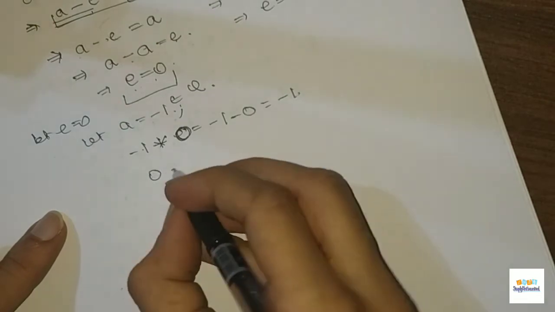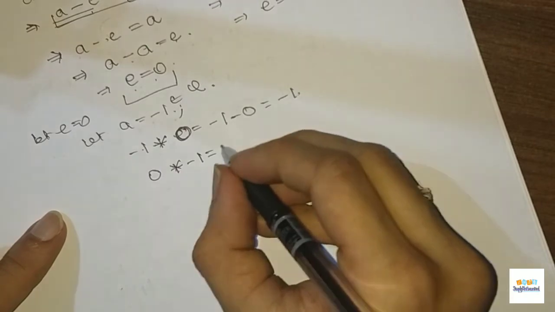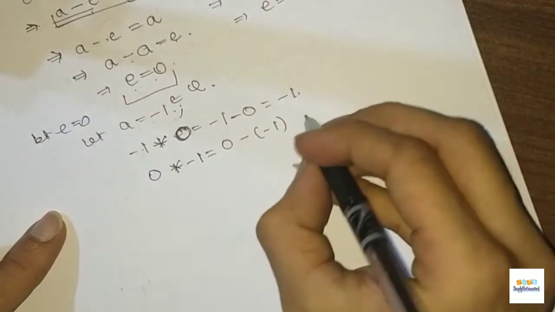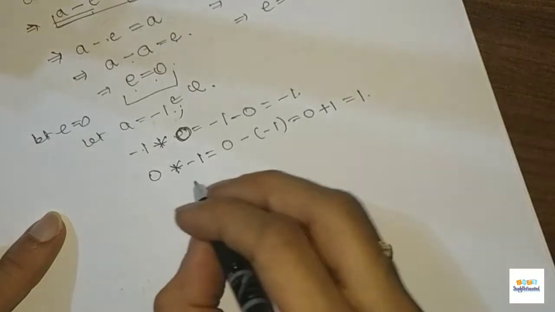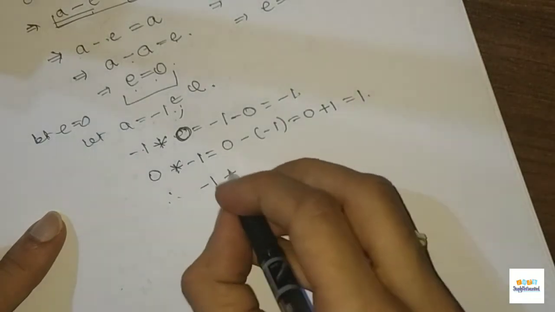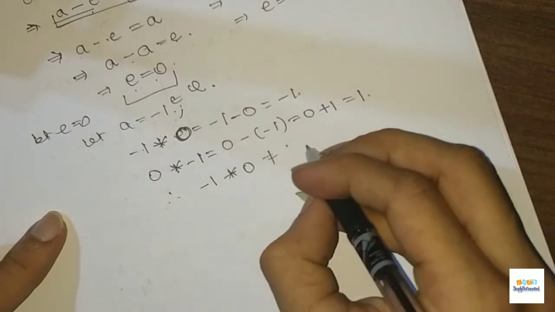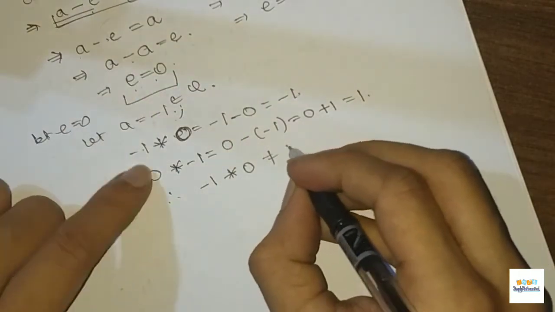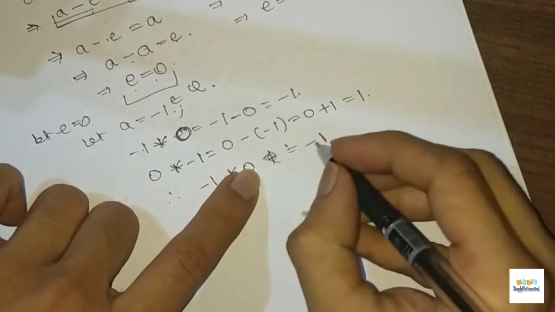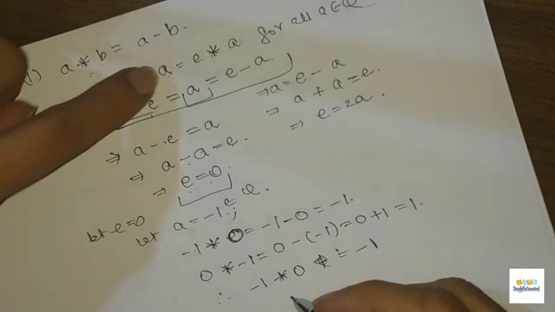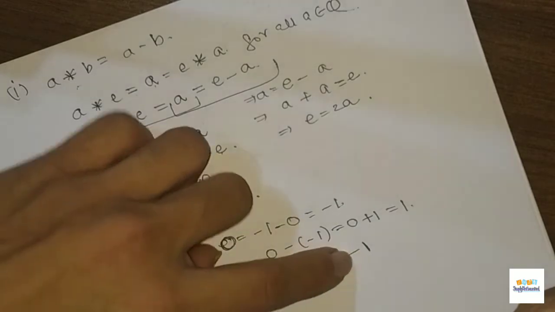Now if we look at 0 star -1, that will be equal to 0 minus of -1, right? Which is nothing but 0 plus 1, which is 1. So therefore -1 star 0 is -1, and that is what we wanted. a star e should be equal to a. Our a is -1, so that is equal to a.